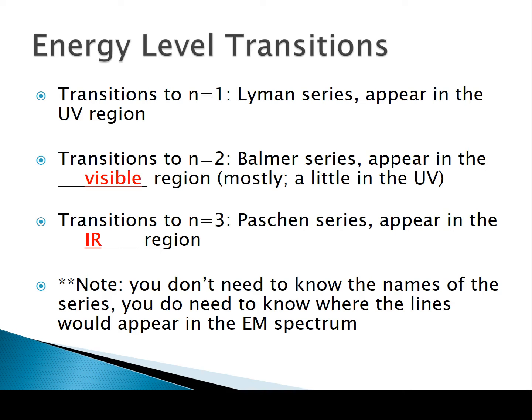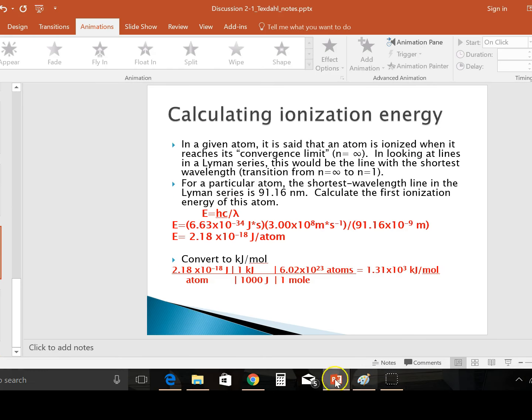Now, if we transition to n equals 2, it's known as the Balmer series, and the lines in the spectrum will appear in the visible region. You will still get a little bit in the UV, but most of the lines will be in the visible spectrum. And transitions that end at n equals 3 are known as the Paschen series, and they will appear in the infrared region. It's important to note, you don't really need to know the names of the series, but you do need to know what type of radiation would be emitted if an electron landed in a certain spot. So let's actually look at this real quick.